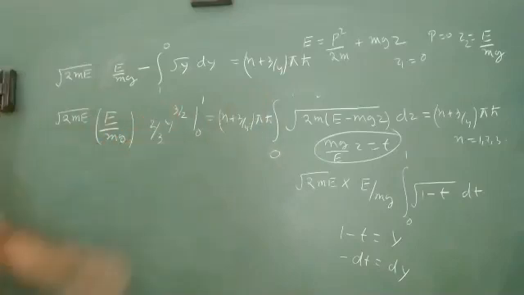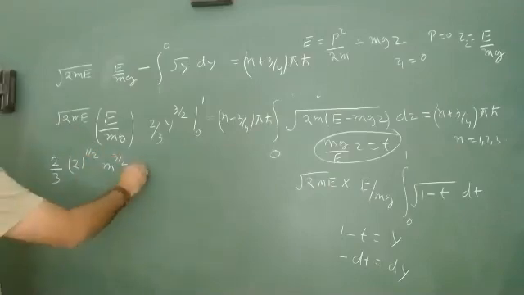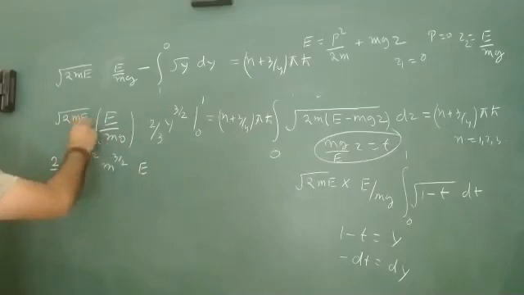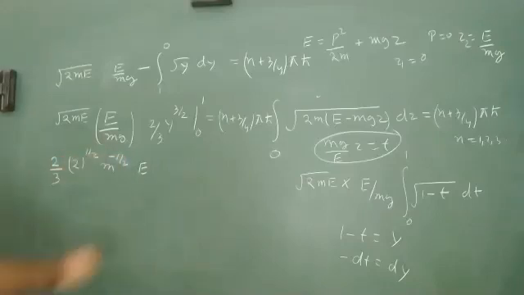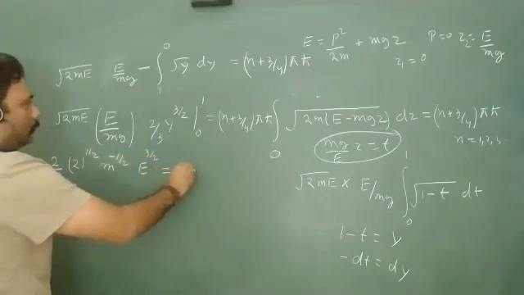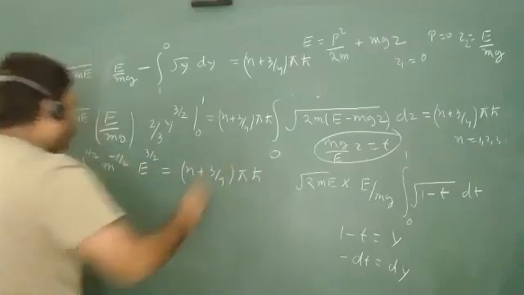So this value, isn't it? So you have 2 by 3 kind of situation. So you have 2 by 3, and you have 2 to the power half. You have m to the power 3 by 2 and e to the power half plus, sorry, m to the power minus half, isn't it? M to the power minus half and e to the power 3 by 2 is equal to n plus 3 by 4 pi h cut.